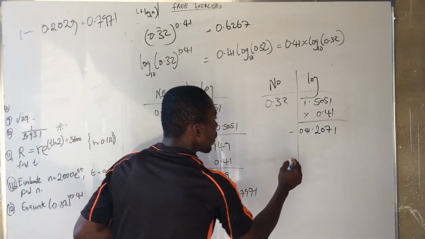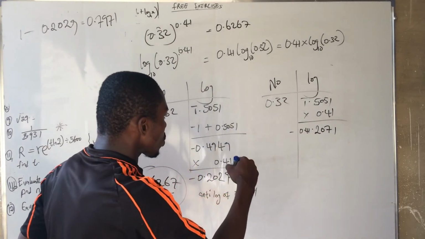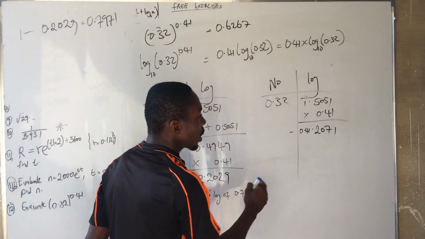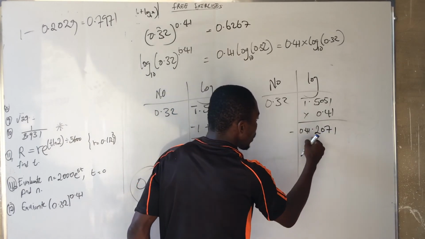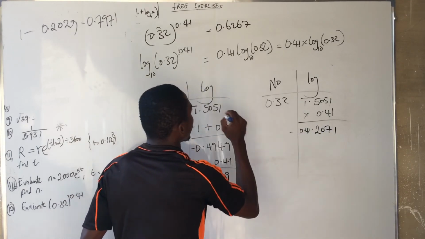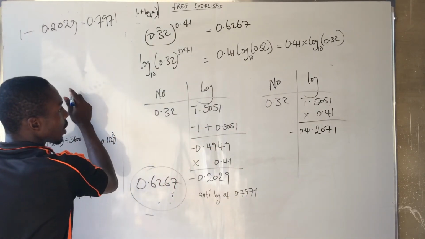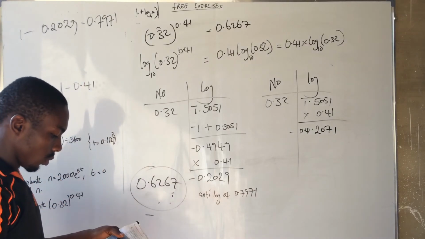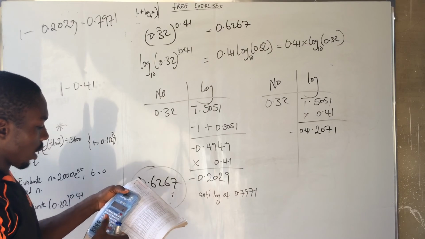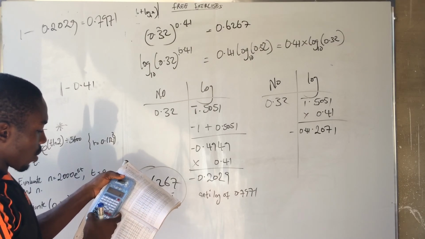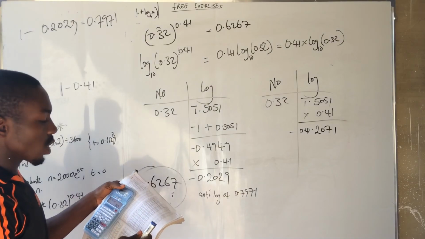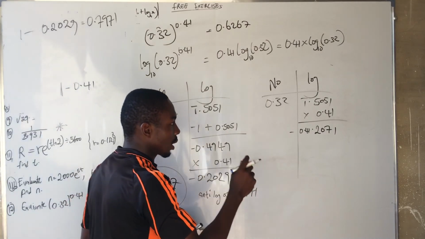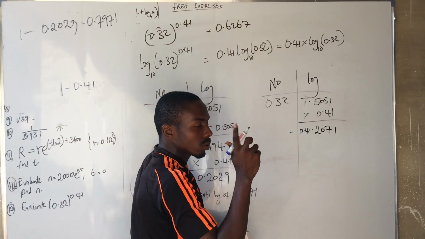Do you see that? But this thing here now is not equal to 1. So what am I going to do now? Let me write it here. 1 minus 0.41. I will now say 1 minus 0.41 to give me 0.59. Meaning that when I add 0.59 here, I'm going to get 1.